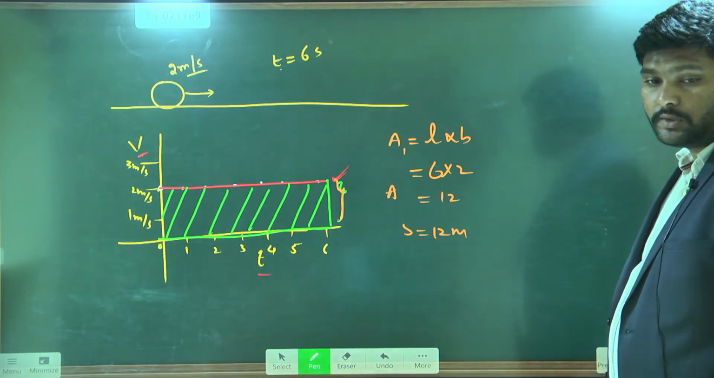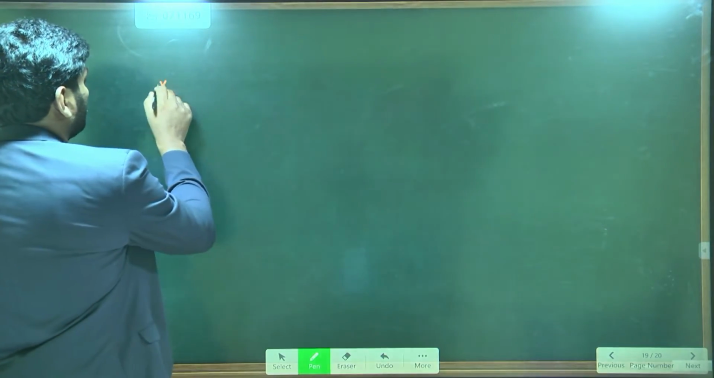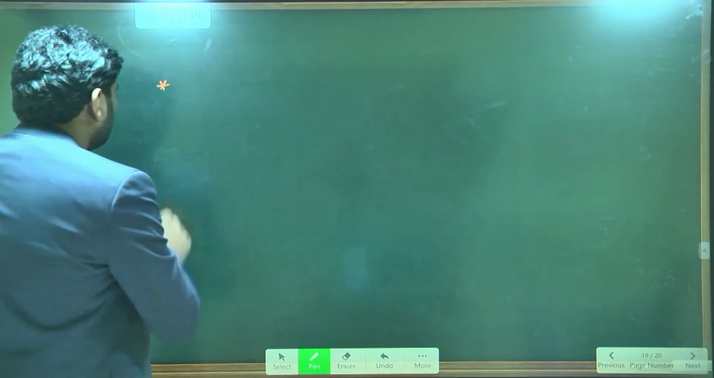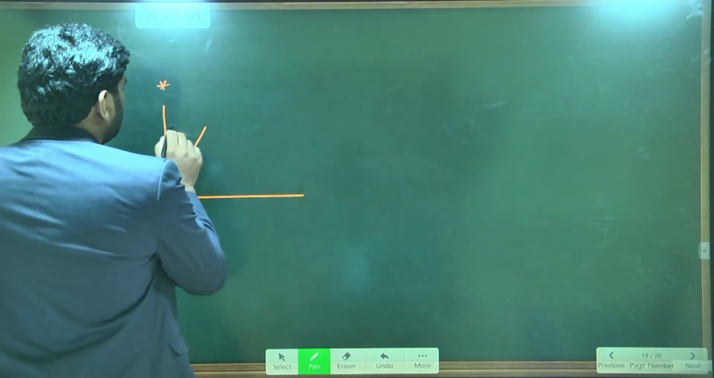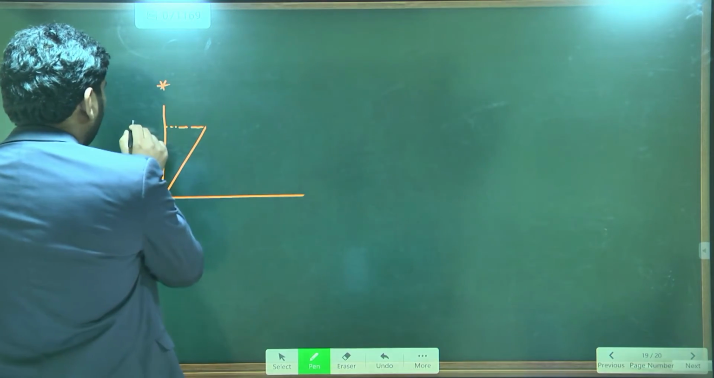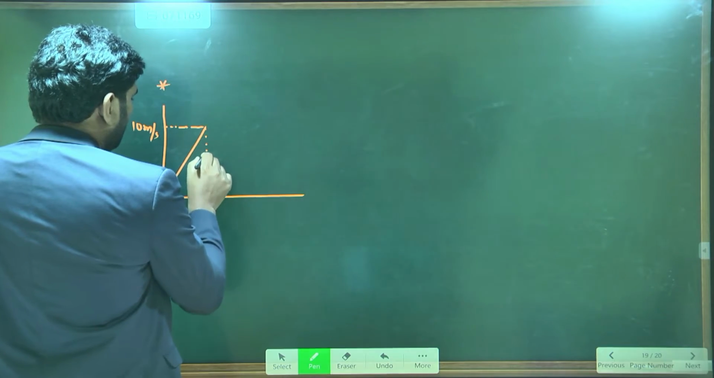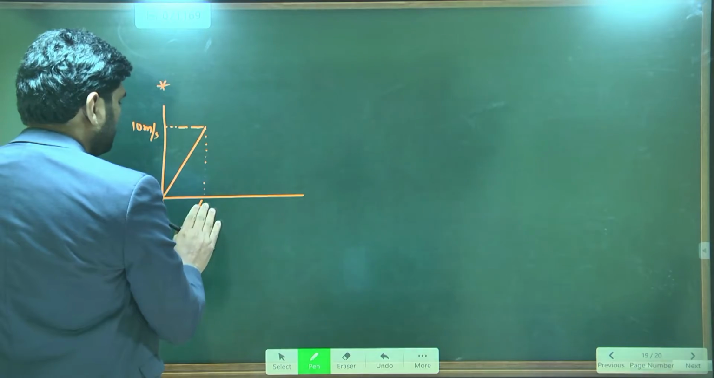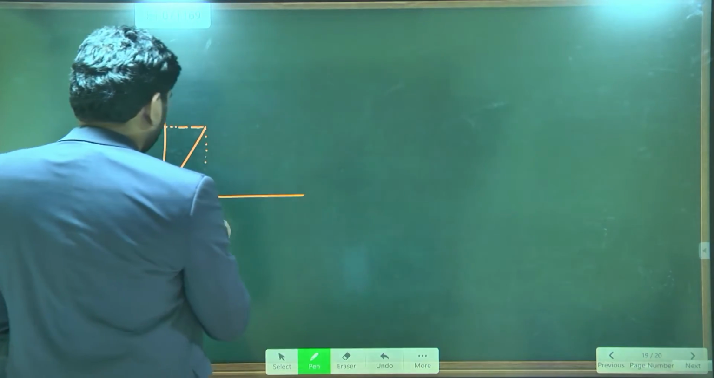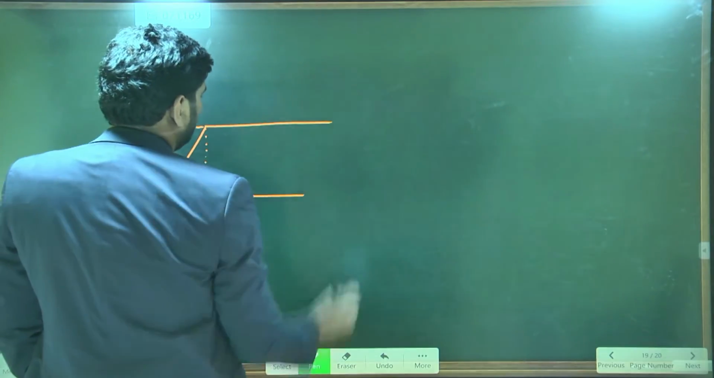Can I go for the next question? I'll give one more type of problem, one more example problem. I will give the graph. This is the way the graph is. This is 10 meters per second, and this is force. You can take 2 seconds time. From the 2 seconds, this is the way we have.